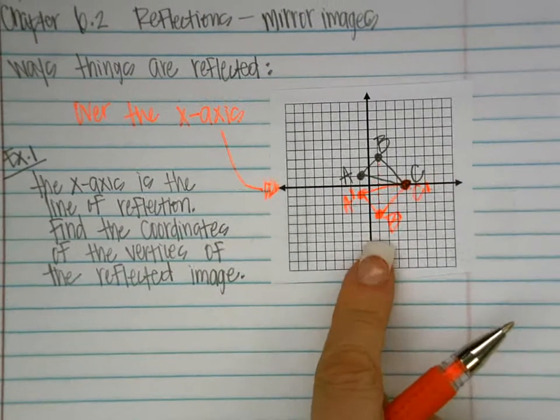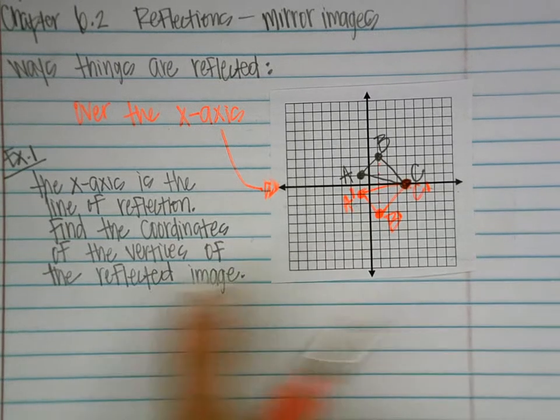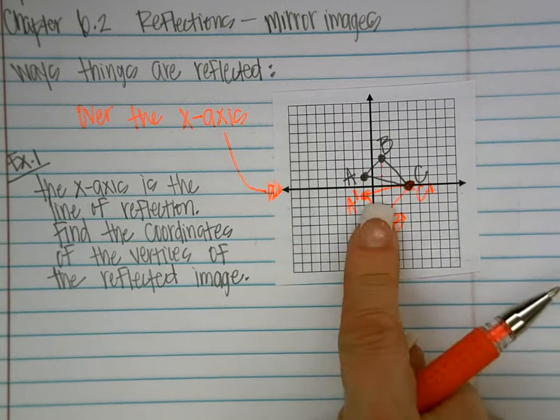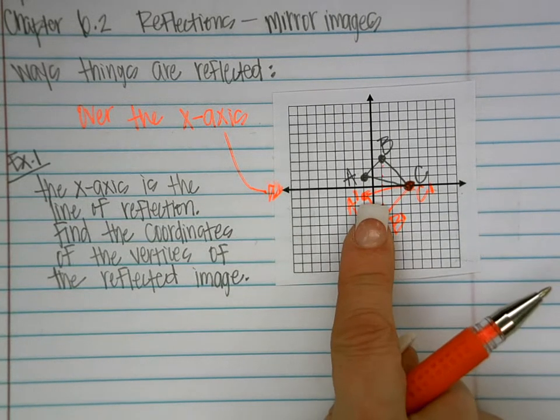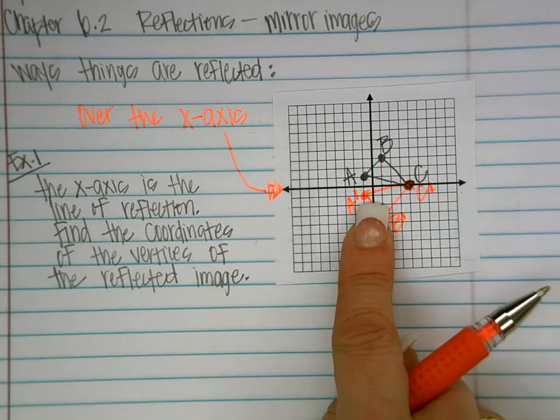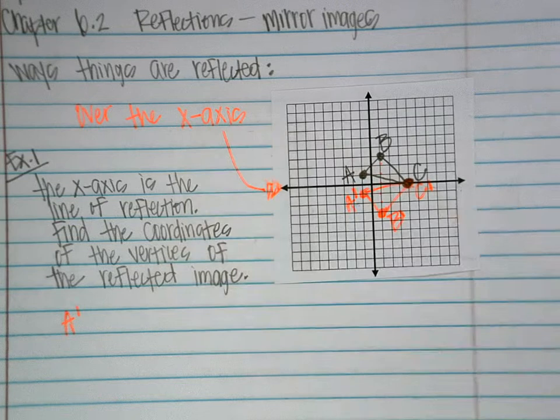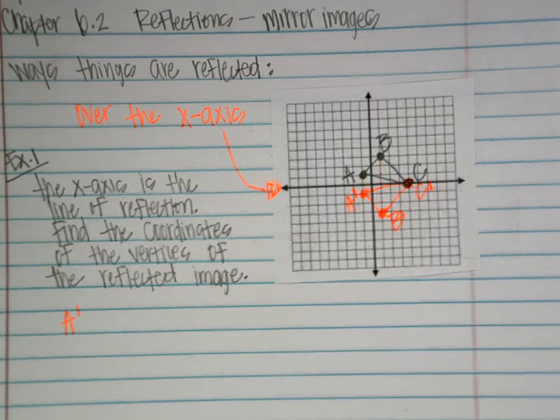Then I want you to label these. So find the coordinates of the vertices of the reflected image. So the reflected image, what is my A prime? What coordinate is this right here? How does this thing help? It just helps you to flip it over. You don't have to do it that way. It just helps you to flip it over.